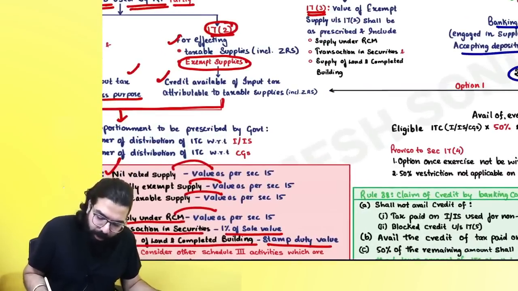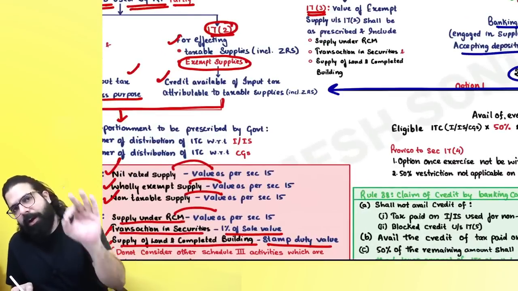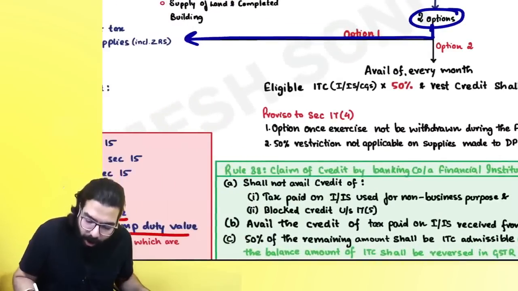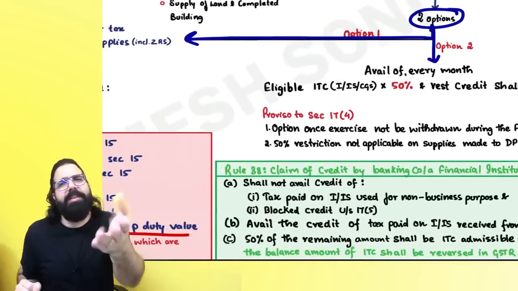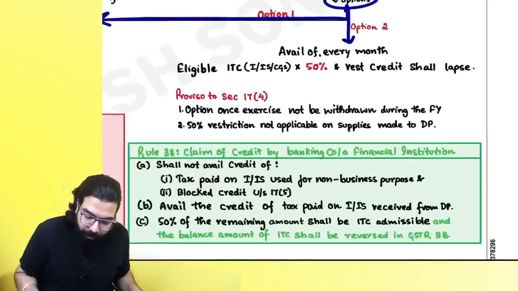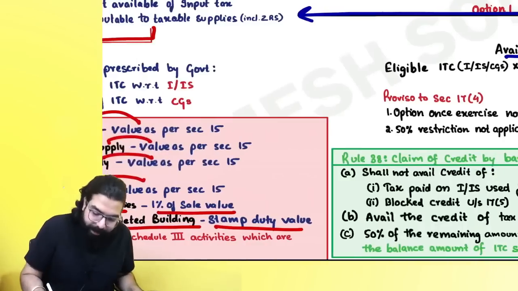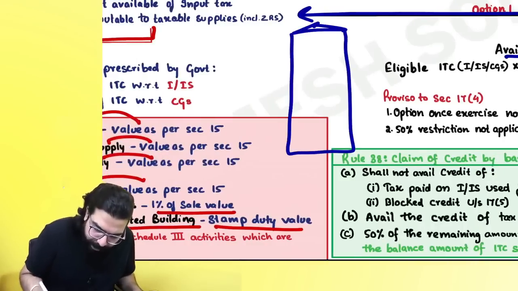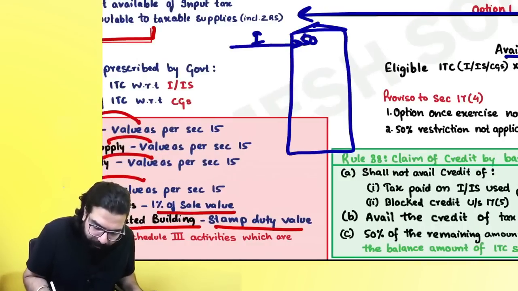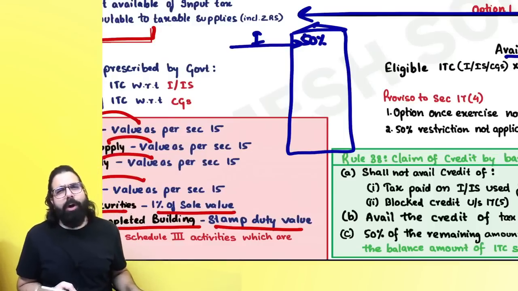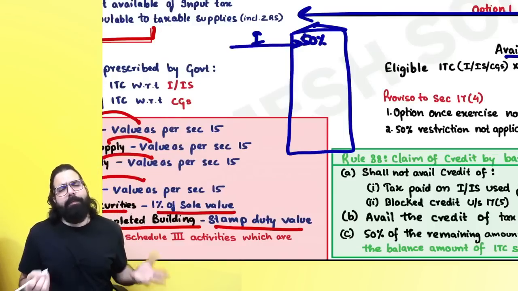Either you can follow rules 42 and 43, or the next option, everyone. What is the next option? Quickly tell me. The next option is every month, I'll tell you in shortcut so that you can remember. If you buy inputs, you can take 50% credit. The bank went ahead and told the government, sir, what to do? We have a lot of interest income.